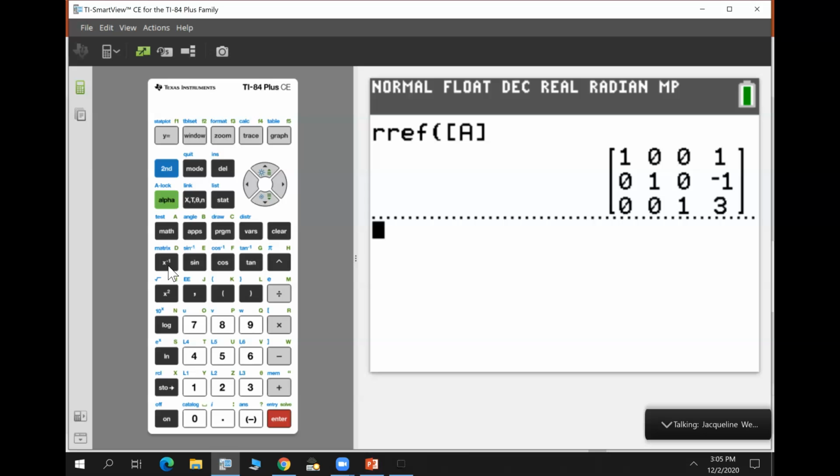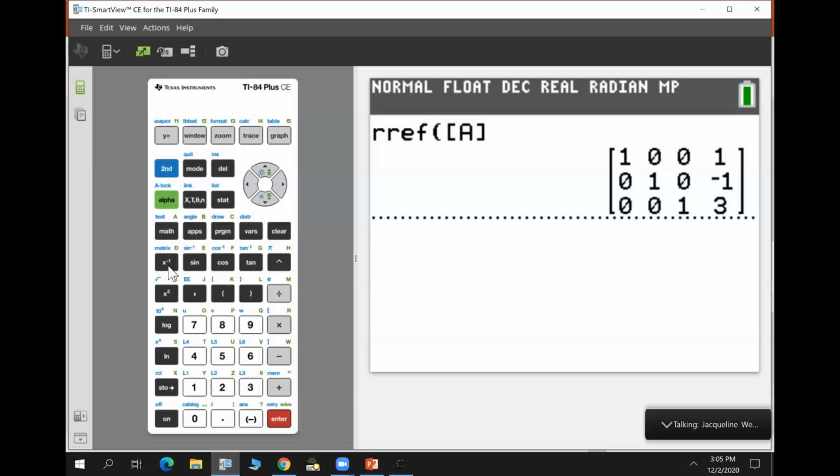Yes. I'm not going to write that matrix. That matrix is not my answer. The matrix just helped me find my answer. It's 1x plus no y plus no z is equal to 1. So it's x equals 1. No x, 1y plus no z equals negative 1. So y equals negative 1. No x, no y, 1z is equal to 3. So z is equal to 3.